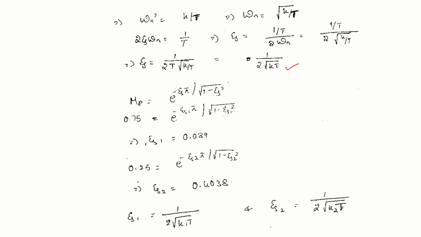So Mp is this, so it is initially 75%. So you'll get zeta is equal to 0.85. Next, it should be reduced to 0.25. So what should be the value of zeta? I should increase the zeta to this value. So zeta 1 is this, zeta 2 is this.